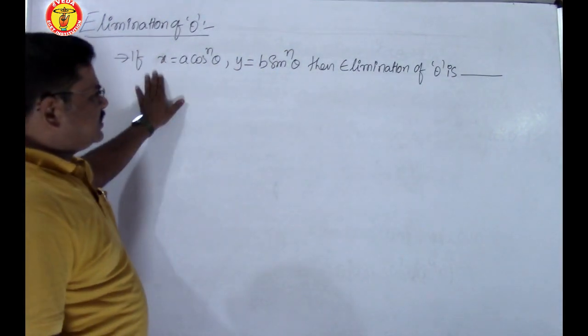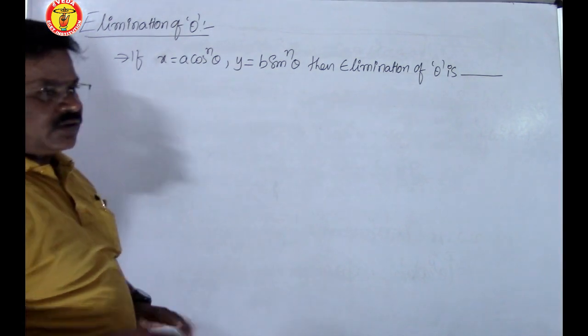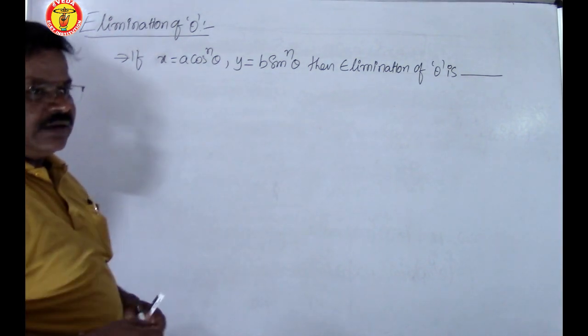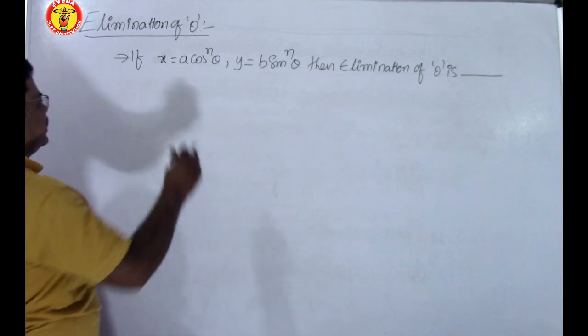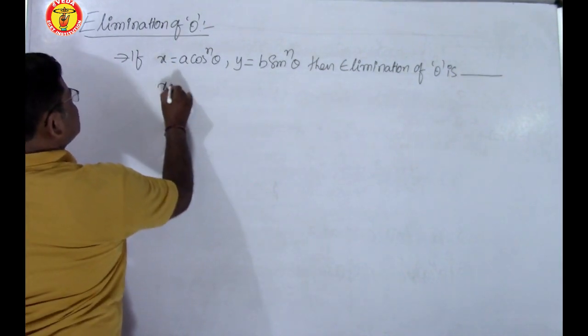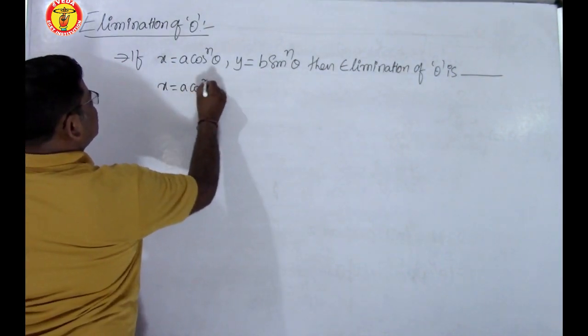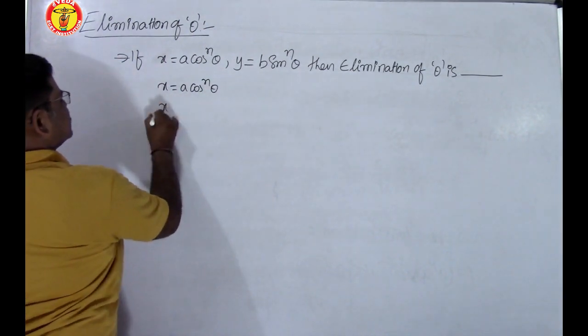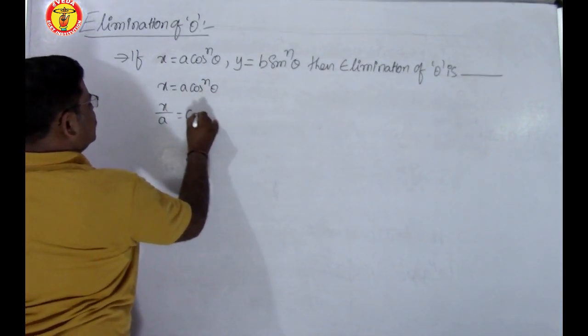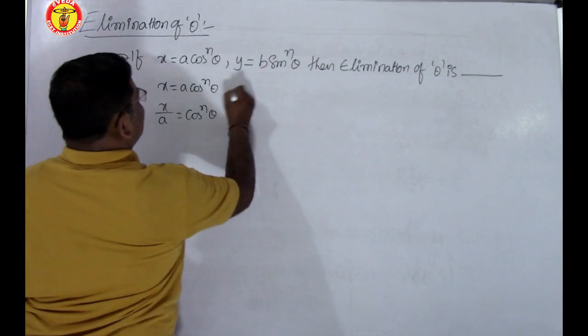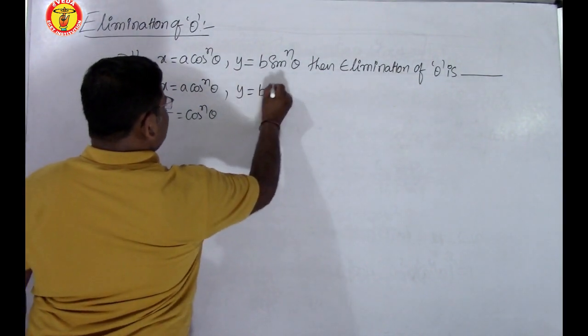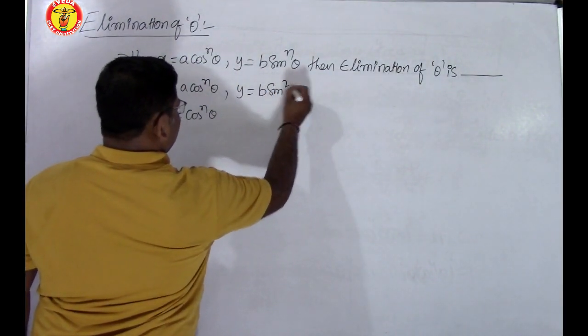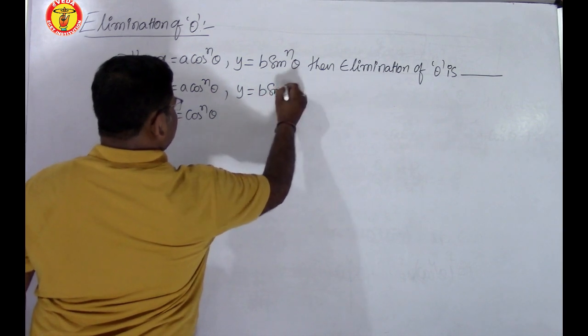So when the problem is in terms of cos and sine, in what way do we have to solve the problem and how should we eliminate theta? See here, in this problem, x is equal to a cos power n theta. That means we can write x by a is equal to cos power n theta. Now here, y is equal to b sin power n theta is given.